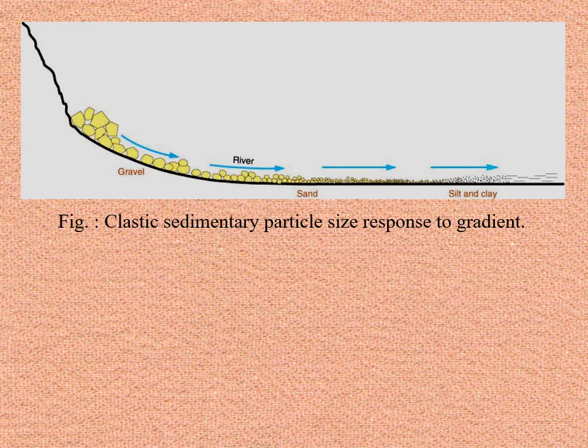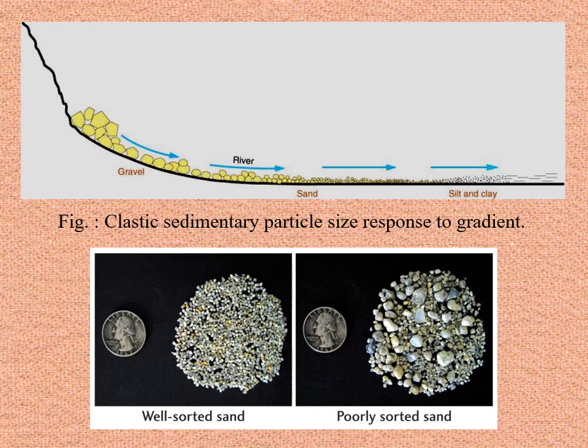Now you can see that with changing energy condition of a flowing medium, in this case shown as a river, as the river moves from the hilly region to flatland and then into the sea, the grain size is decreasing. So from larger grains to intermediate to sand, then silt, and finally to clay.